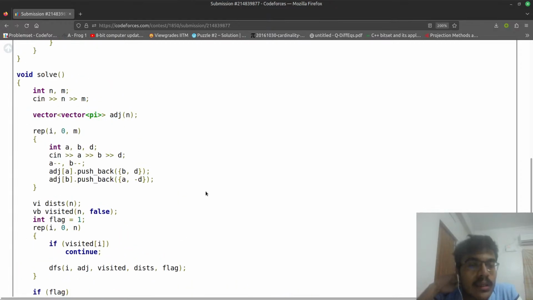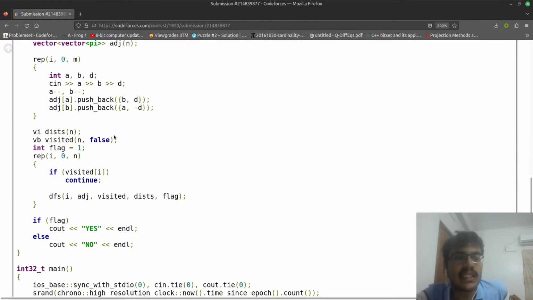Okay, so we're just checking for contradiction, right? I have an array called distances, and I'm running a simple DFS here. I also have a vector of bools called visited that keeps track of whether you visited a particular node or not. I also have a variable called flag. I'll explain what the flag variable does in a while.